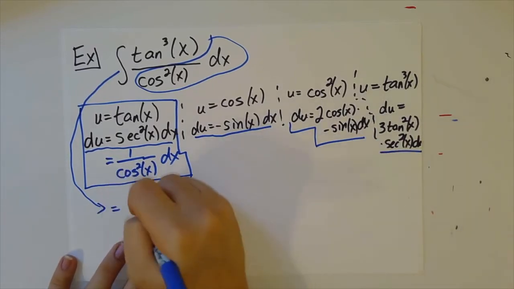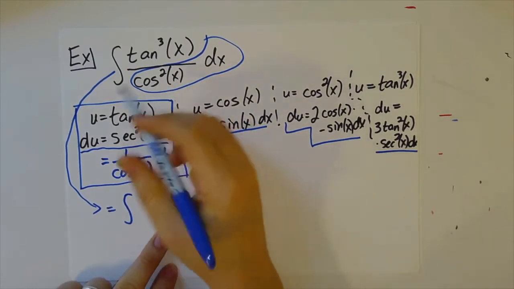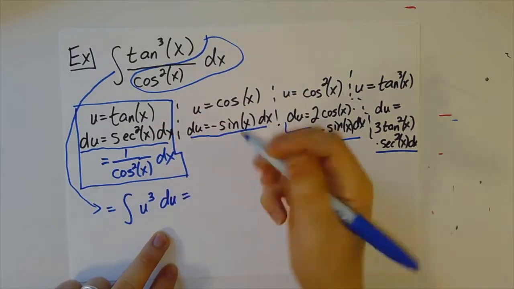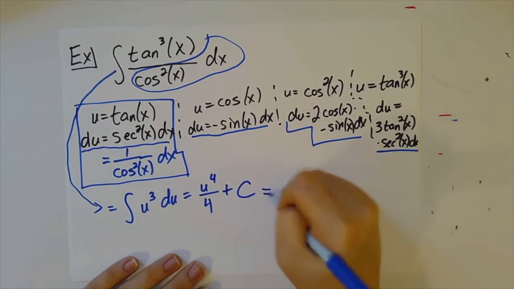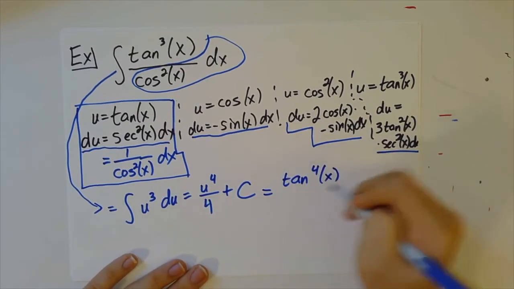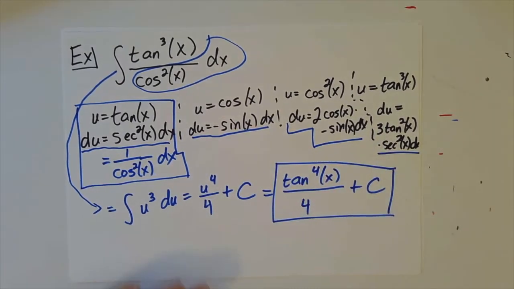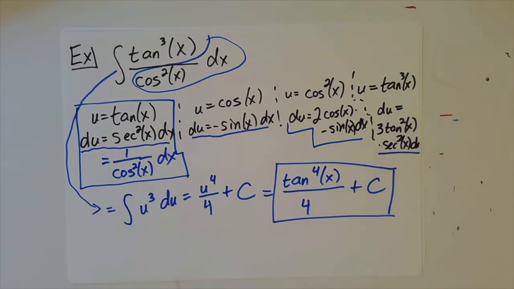And so when you do this, you end up translating this, and so tangent is u, so this is u cubed, and then that all is du. So this is u to the fourth over 4 plus c, and then I can back substitute, and so this is going to be tangent to the fourth of x over 4 plus c, and that is our answer. Again, be willing, if you need to, to write out everything and see what works. There's no penalty for trying things and having it not work out.